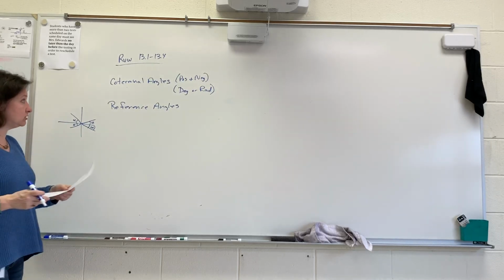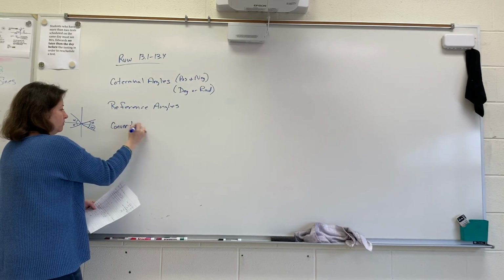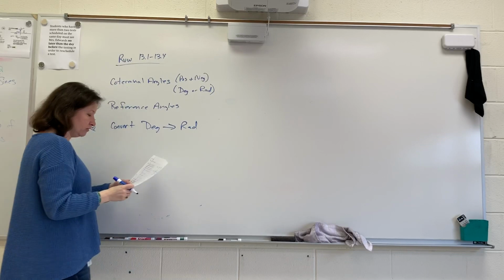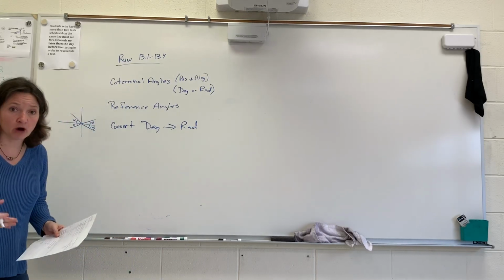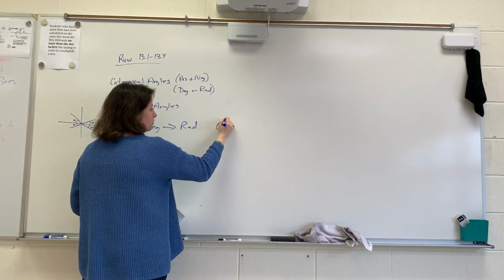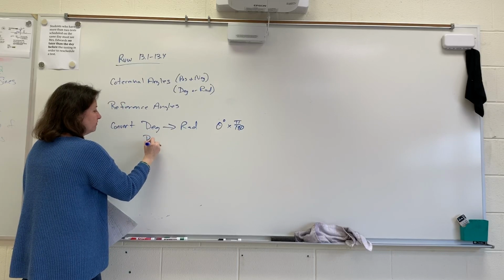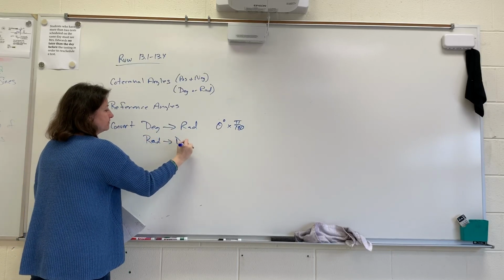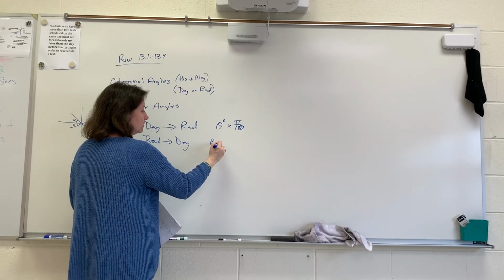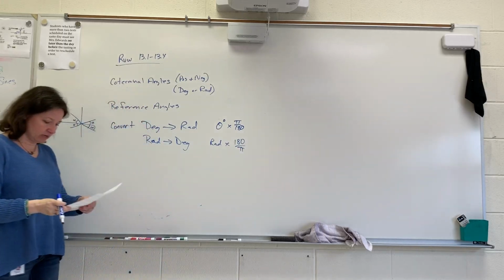And then you need to be able to convert from degrees to radians. How do you convert from degrees to radians? So if I start with degrees, how do I turn it into radians? I multiply the angle in degrees by pi over 180. And you need to be able to convert from radians to degrees. How do I do that? I start with my radian angle and multiply by 180 over pi, and that will give me my degree angle.